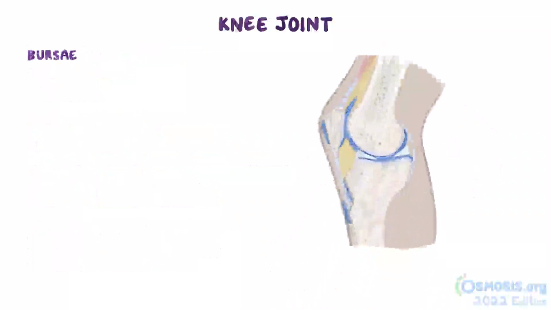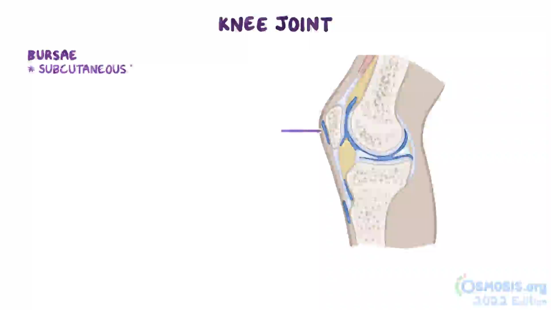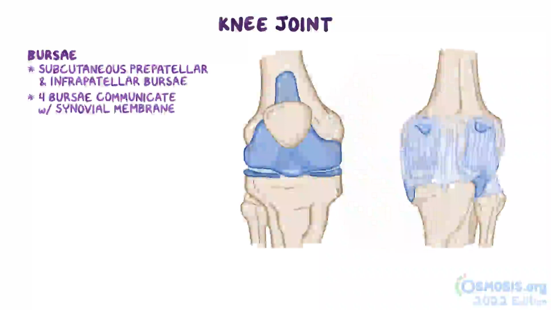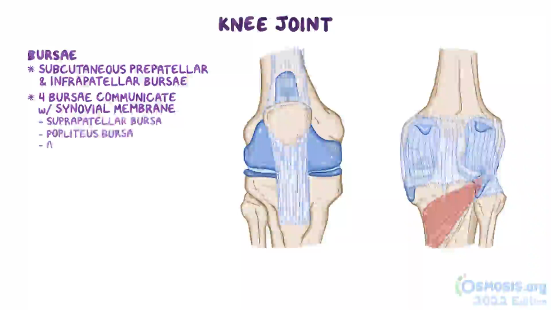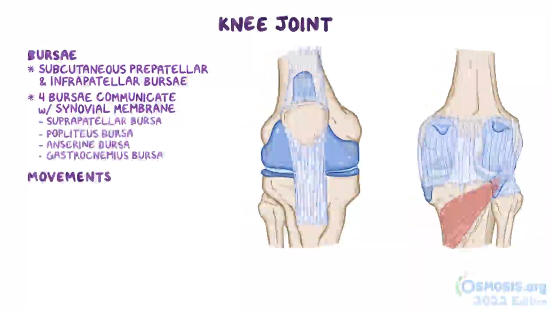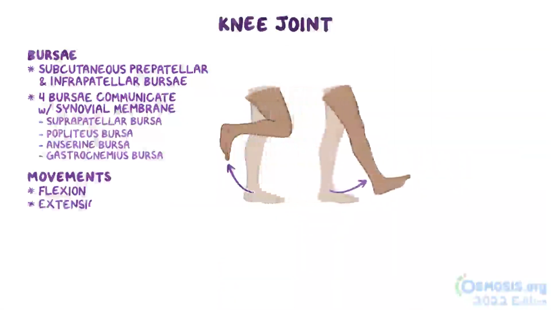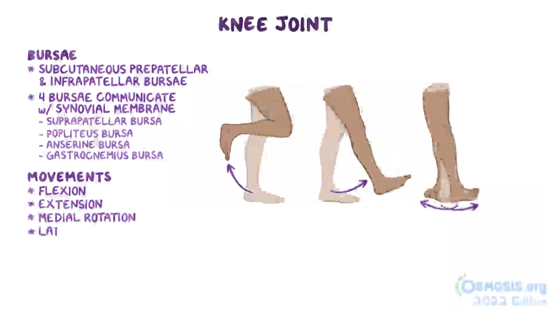The important bursae around the knee are the subcutaneous prepatellar and infrapatellar bursae, and the 4 bursae that communicate with the synovial cavity of the knee joint: the suprapatellar bursa, the popliteus bursa, the anserine bursa, and finally, the gastrocnemius bursa. Knee joint movements include flexion, extension, medial rotation, and lateral rotation.